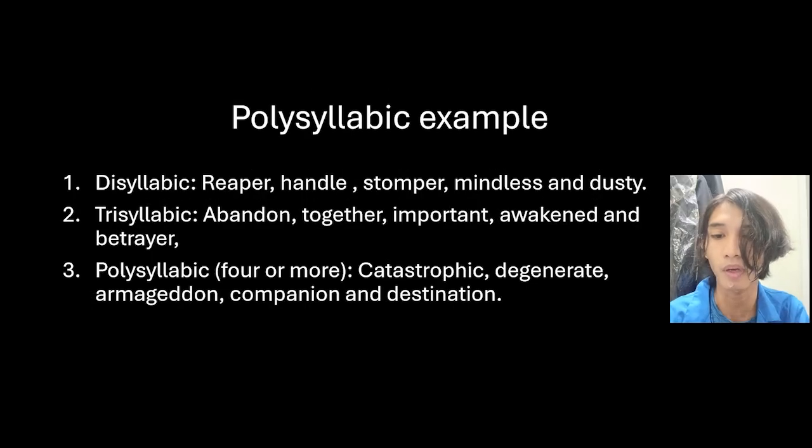Now we'll be talking about polysyllabic examples. The first is disyllabic. Examples are like reaper, handle, stomper, mindless, and dusty. The second is trisyllabic: abandon, together, important, awaken, and betrayer. And the last is polysyllabic. It is 4 or more: catastrophic, degenerate, Armageddon, companion, and destination.